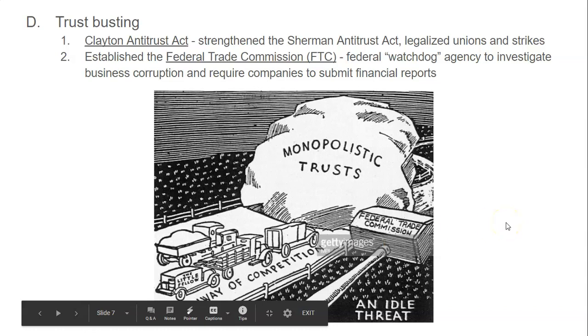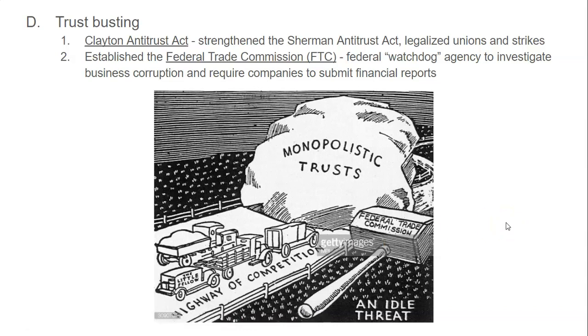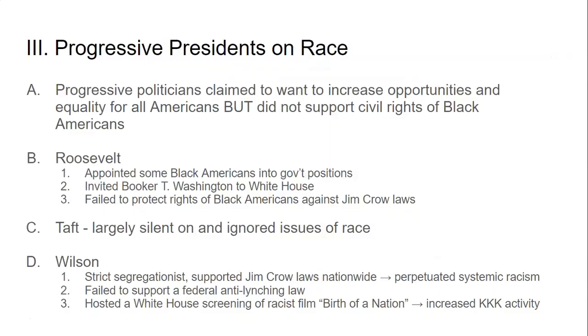Okay, so far, we've talked about these three progressive presidents. We talked about their varying degrees of progressivism and some of the things that they were trying to accomplish to increase equality and opportunity for a lot of Americans. I do want to recognize, though, that there is a huge gap in a lot of these progressive policies, and it specifically has to do with civil rights. Like I said, progressive politicians want to try to increase opportunities for Americans. However, they specifically did not support civil rights or opportunities or equality for Black Americans.